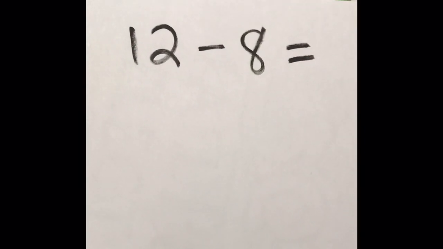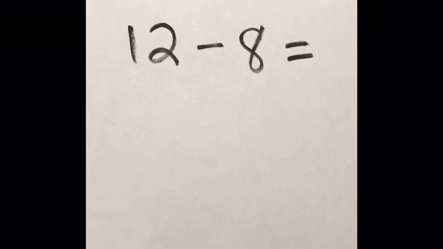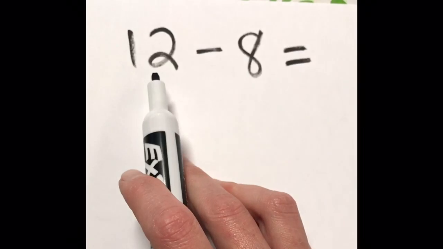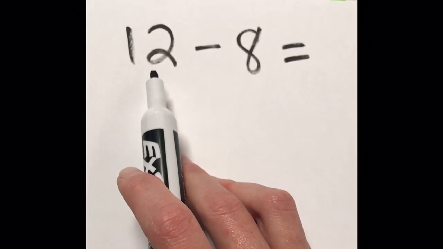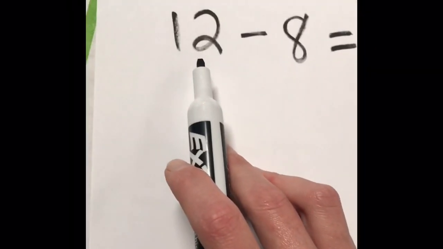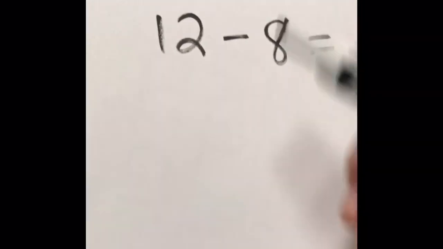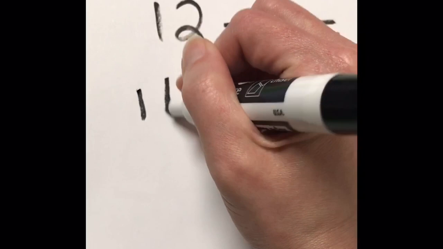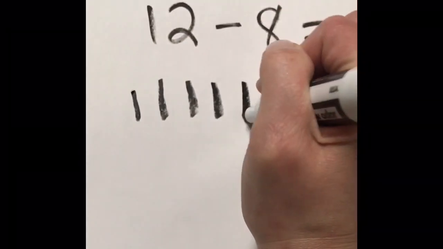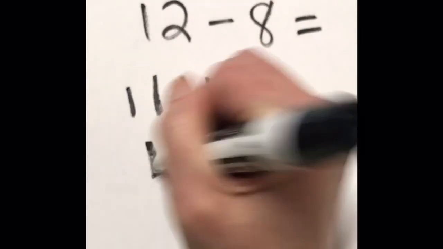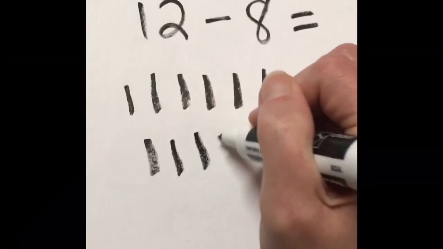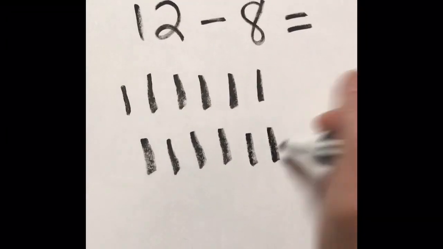So here we have the problem 12 subtract 8. What I'm going to do is look at that first amount and draw 12 sticks. Really try to keep your picture as neat as you possibly can. It's going to make it a lot easier. 1, 2, 3, 4, 5, 6, 7, 8, 9, 10, 11, 12.